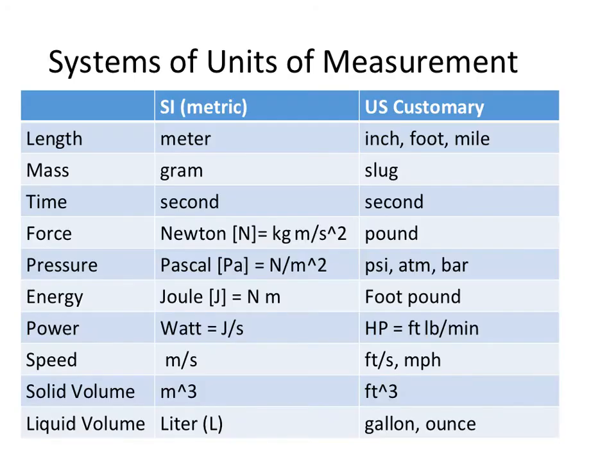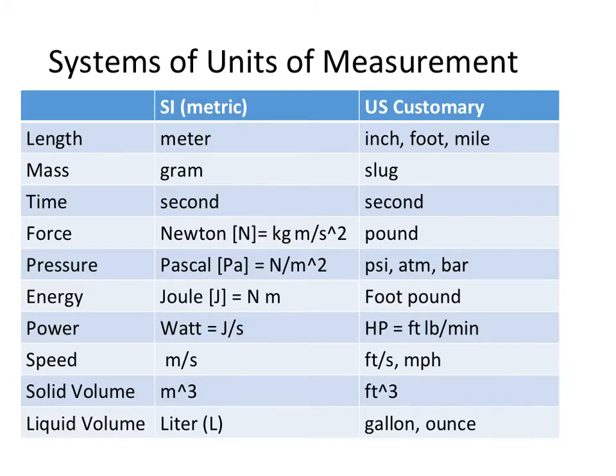Today we're going to talk about units and prefixes. There are two systems of units of measurement. The U.S. customary system, which is what you will generally hear in the United States, includes the inch, pound, mile, miles per hour, gallons, etc. And then there's the SI or metric system, which is what we generally use in science and in engineering and what the rest of the world uses.